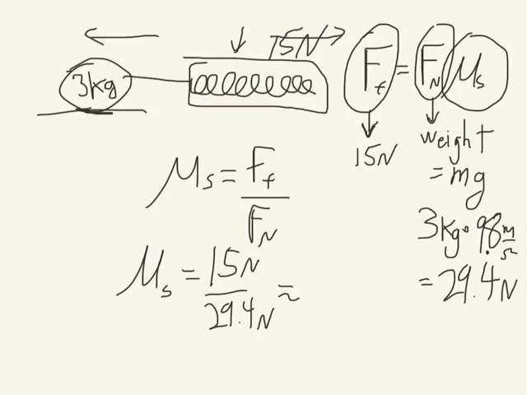And this is somewhere around 0.5. Let's just say 0.5-ish. Okay, I'm hearing that it is 0.51. And notice that newtons over newtons canceled here. So this coefficient of friction is a unitless quantity.